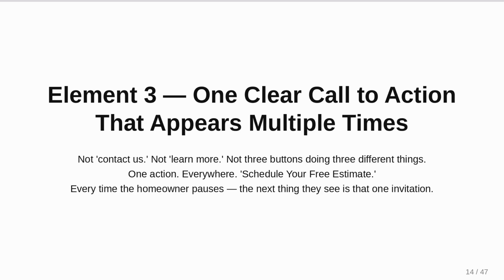Element 3 is one clear call to action that appears multiple times. Not contact us, not learn more, not 3 different buttons doing 3 different things. One action: schedule your free estimate. That button should appear at the top of the page, in the middle, and at the bottom. Every time the homeowner pauses, the next thing they see should be an invitation to take that one action.